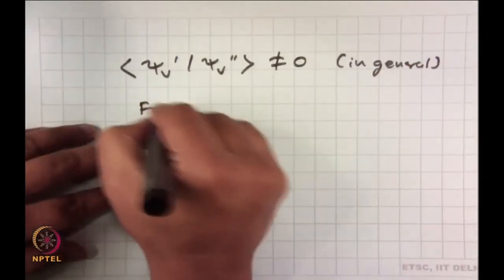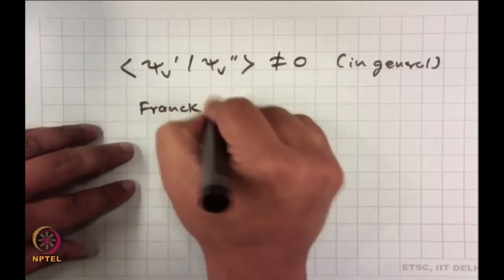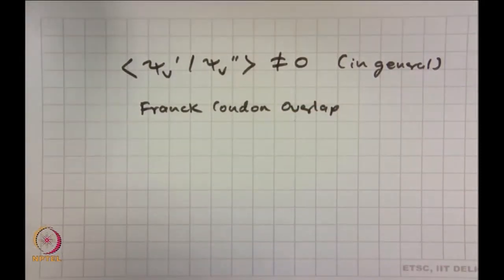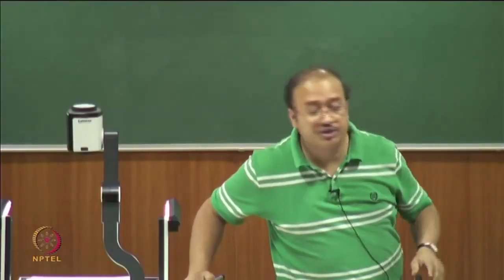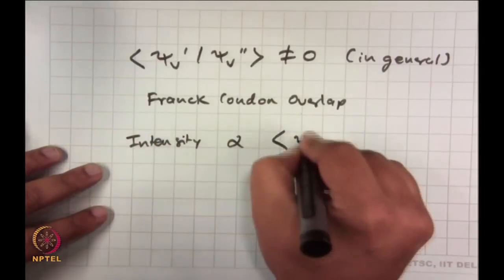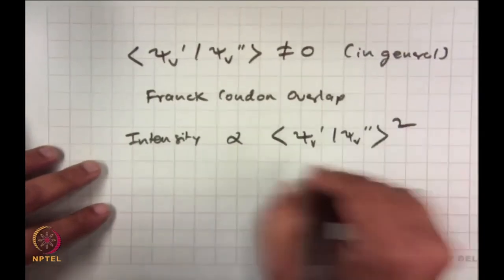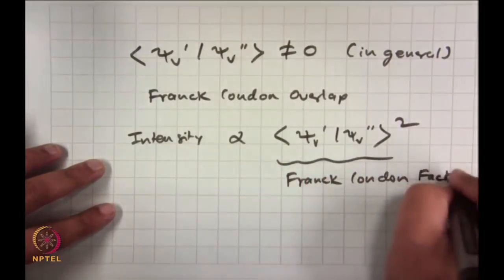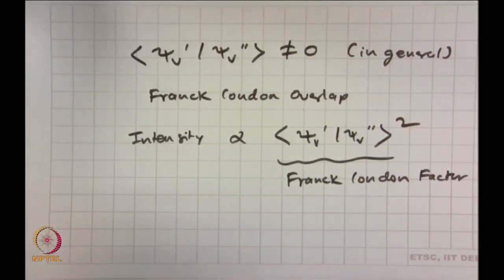So, this guy again was referred to as the overlap integral. It is called the Franck Condon overlap. And the intensity of a transition, whatever intensity of a transition you see, is essentially proportional to the square of this. So, for example, the intensity is proportional to psi v prime psi v double prime squared, and this square is called Franck Condon factor. So, Franck Condon factor is just the square of your Franck Condon integral or overlap integral, right? That is essentially what it means.